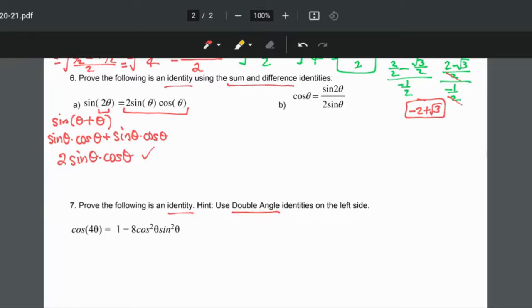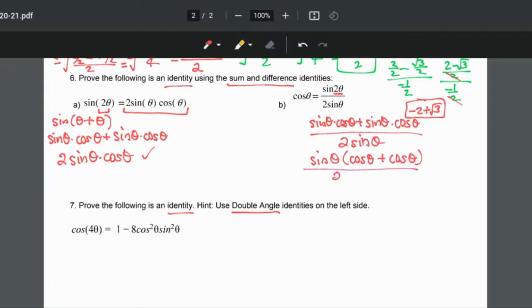For B, let's expand sine of 2 theta again. We just did it in part A, so we know that that could be sine of theta, cosine theta, plus sine theta, cosine theta, all over 2 sine of theta. And so in the numerator, I would factor out a GCF, and if I do that, I get sine times cosine theta plus cosine theta over 2 sine theta.